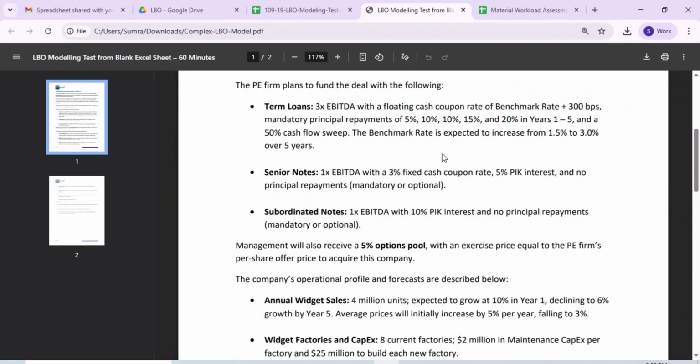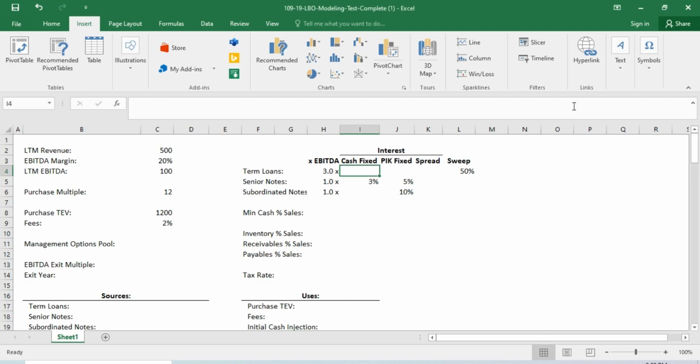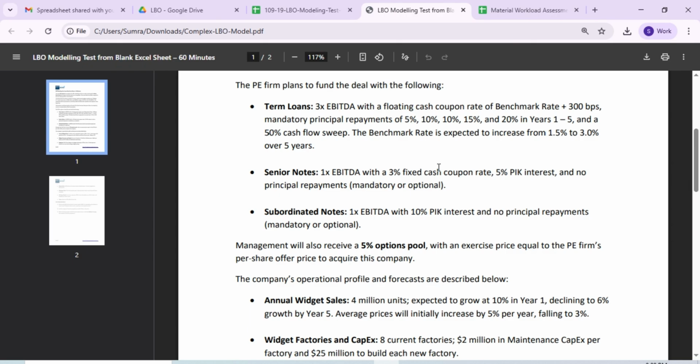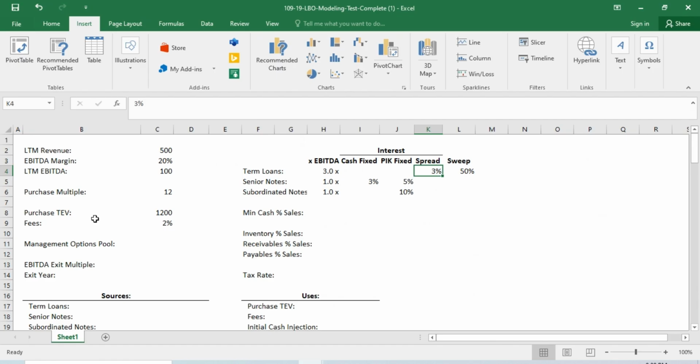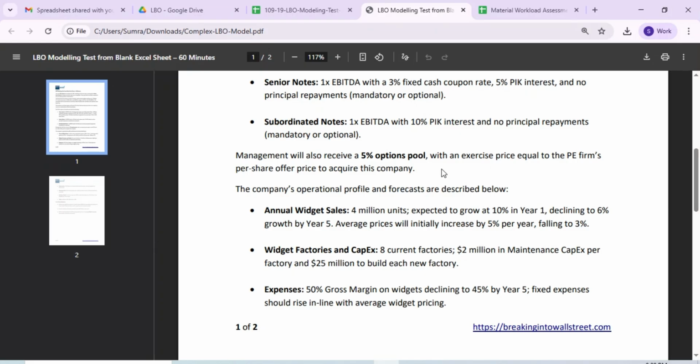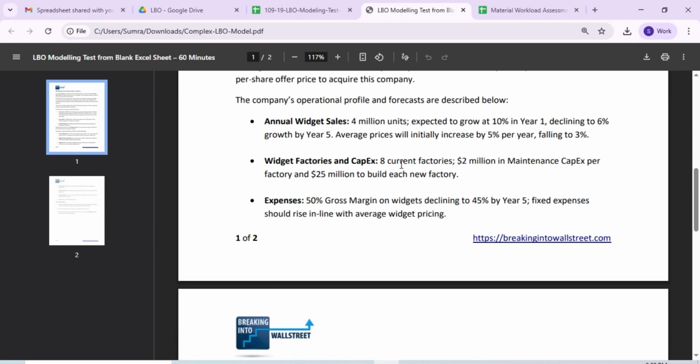Okay, so we have 3% spread here. Okay, and all cash, right? Cash coupon rate. No payment in kind in this. Okay, then we have a 5% management pool of options, with an exercise price equal to the PE per share offer price to acquire this company. The company's operational profile forecasts are described as this.